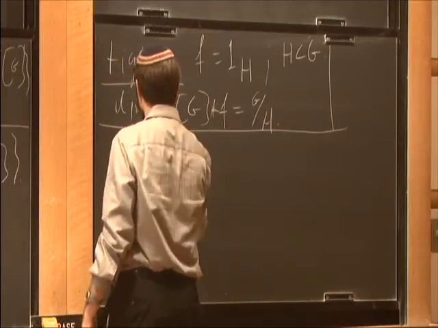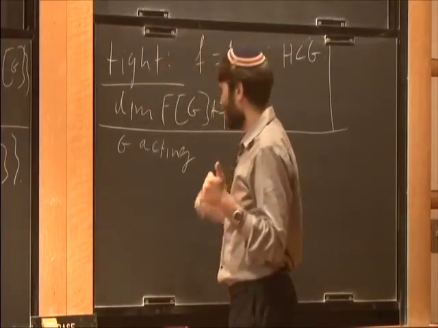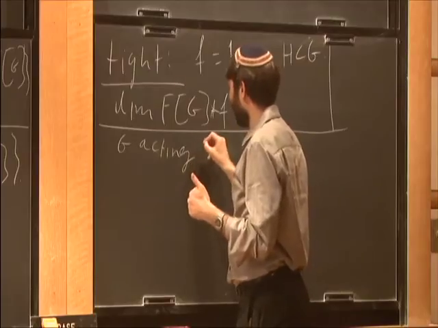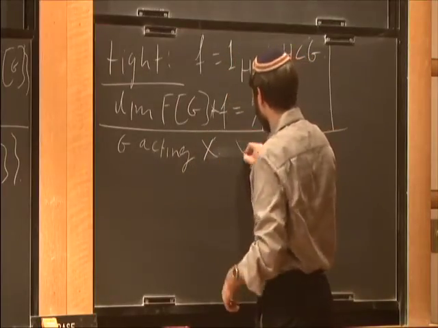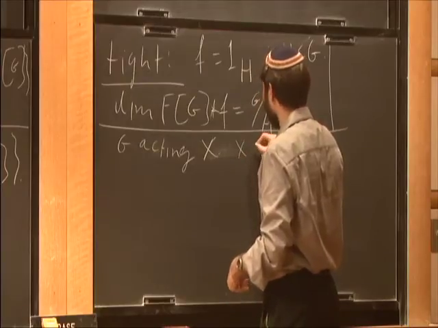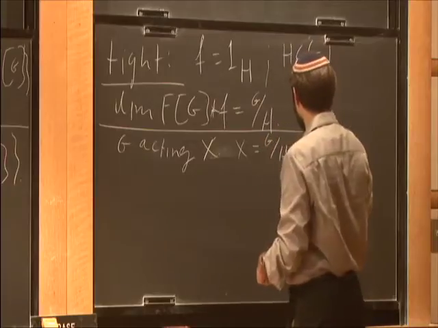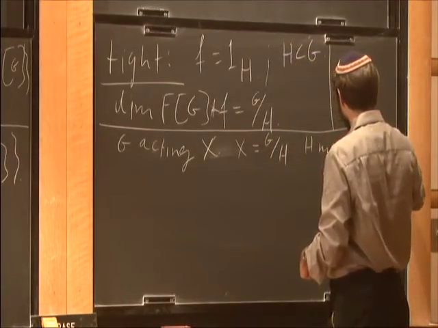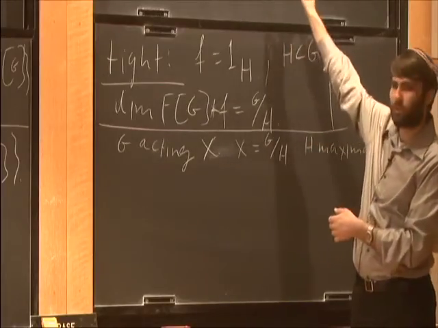acting. This appears in Goldstein. G acting on X, and X is maximal. So X is G divided by H, where H is maximal. This eliminates the counterexamples for this to be tight.